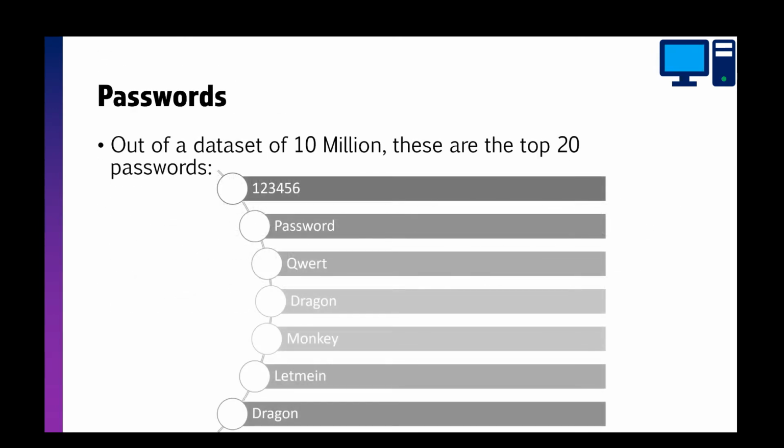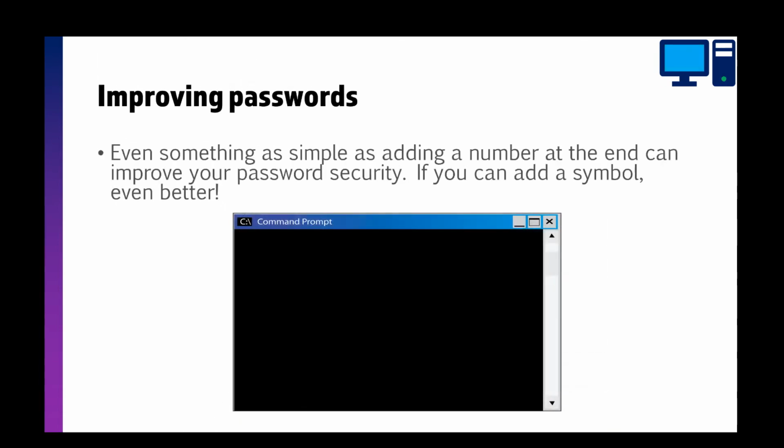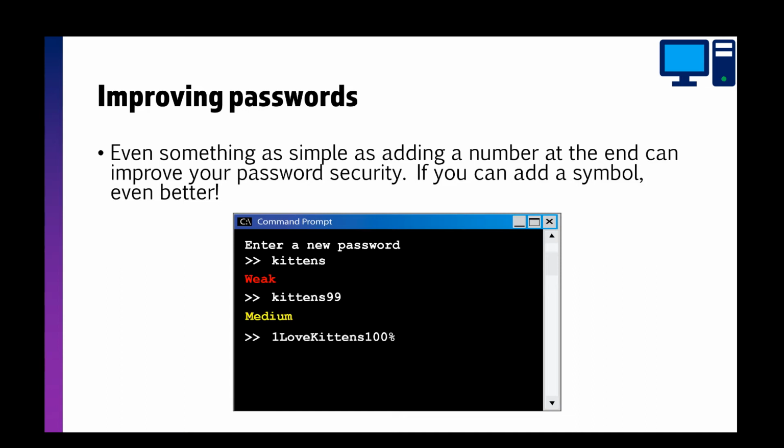So there was a data set of 10 million people, and the top passwords were 123456, password, qwerty, dragon, monkey, let me in, and dragon came up twice. I think it was dragon1 was a bit of a change. So not the most secure of passwords. Even something as simple as adding a number can improve your security. So if your password was kittens, it'd be weak. Kittens99 is okay, but if you add some symbols and a combination of lowercase and uppercase, it can make your password much better.